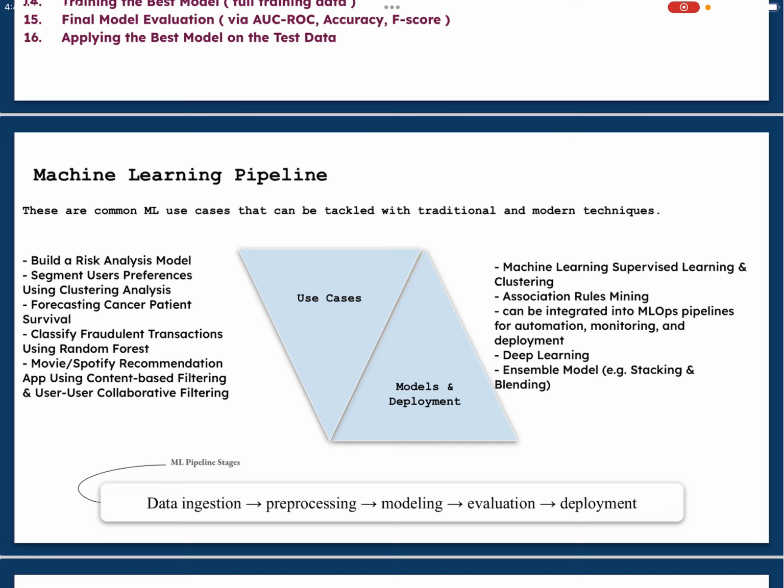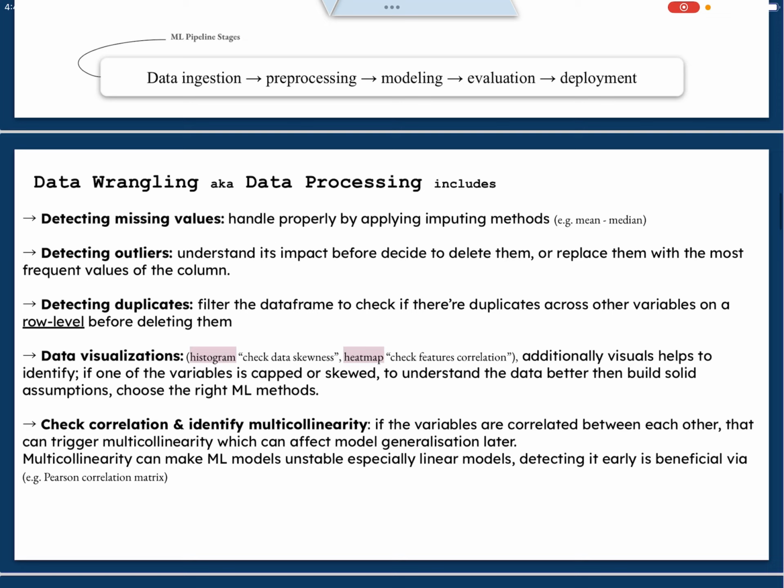And down below, you can see that the machine learning pipeline stages start with data ingestion, then pre-processing, then modeling, then evaluation, and finally deployment. And here in this slide, we're starting by defining the stages of the machine learning pipeline.